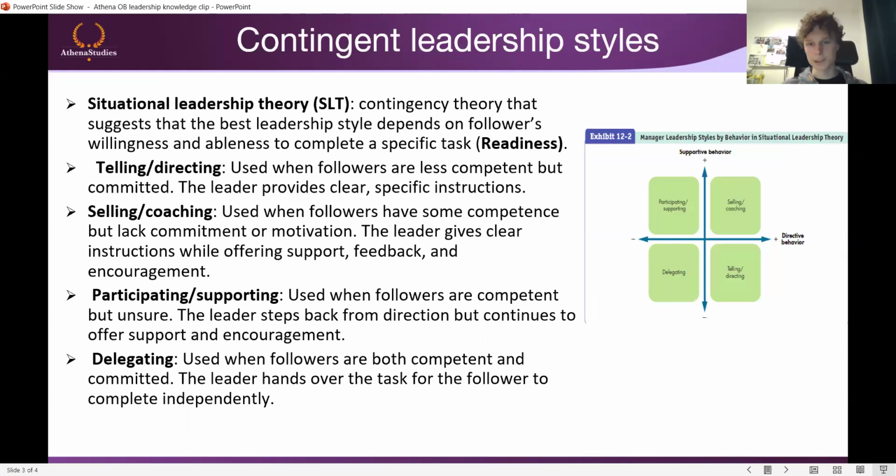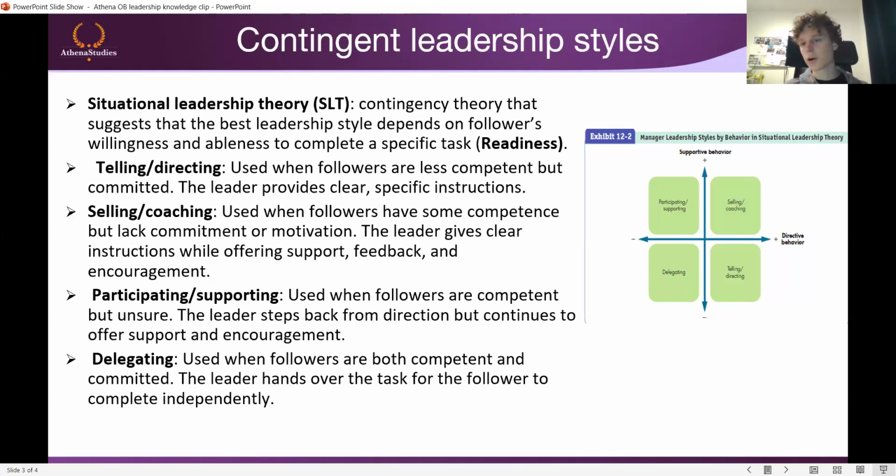This is a contingency theory that suggests that the best leadership style depends on followers' willingness and ableness to complete a specific task. And these two factors together we call readiness. Now, the way that this theory is managed, you can see in the picture on the right here: based on their willingness and ableness, we have 4 different options.